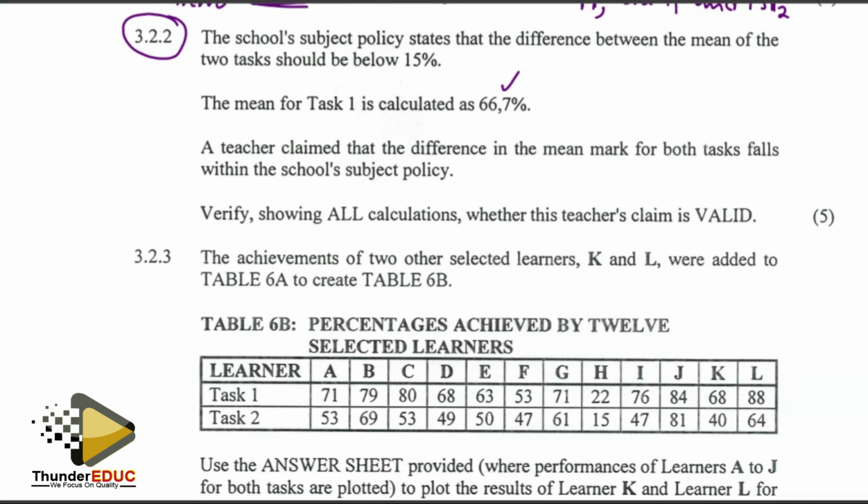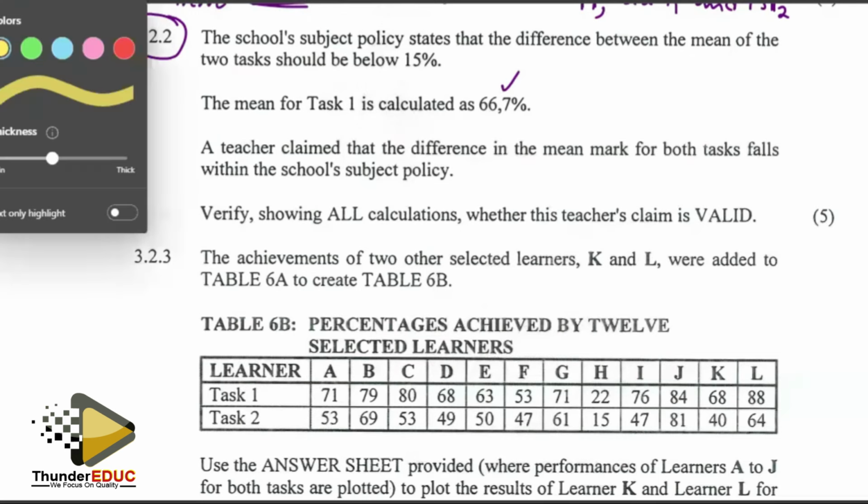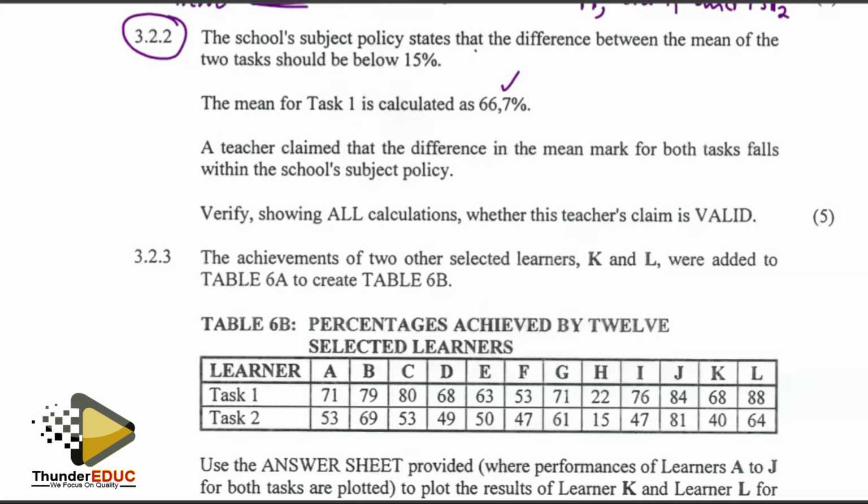Now remember, we are looking for the difference in the mean. Already task 1 has its mean as 66.7, but you don't know the mean of task 2. So your job is to look for the mean of task 2 and then find the difference. So we shall do that. Mean of task 2.